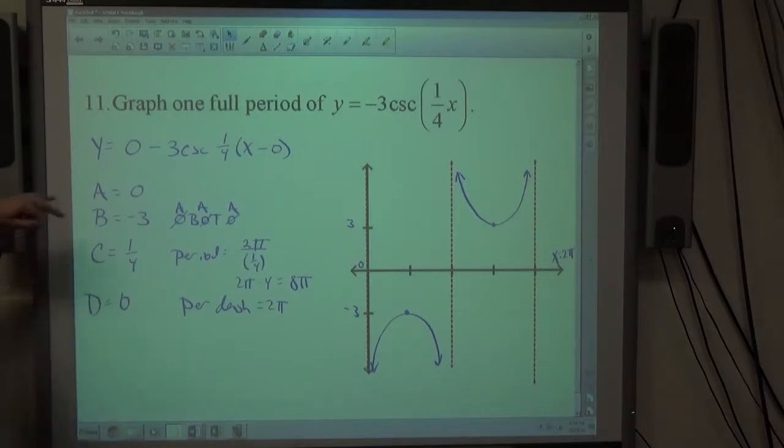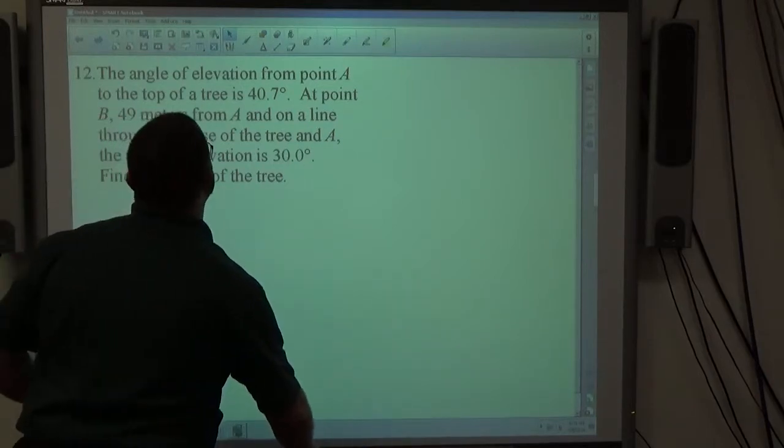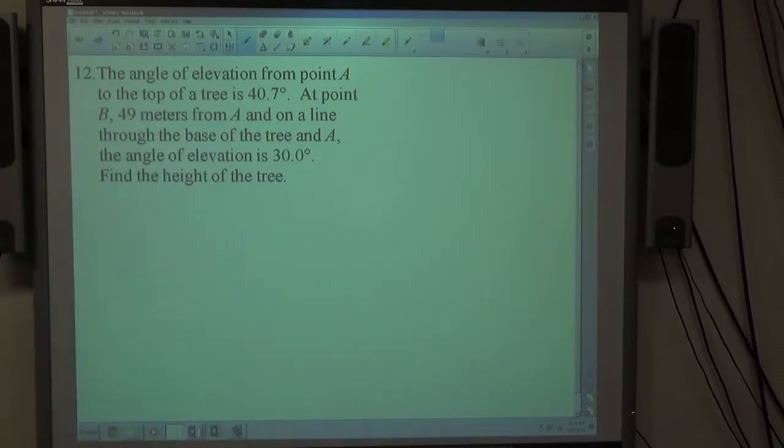Number 12, angle of elevation. Point A to the top of a tree is 40.7 degrees. At a point B, 49 meters from A and on a line through the base of the tree and A, the angle of elevation is 30 degrees. Find the height of the tree.